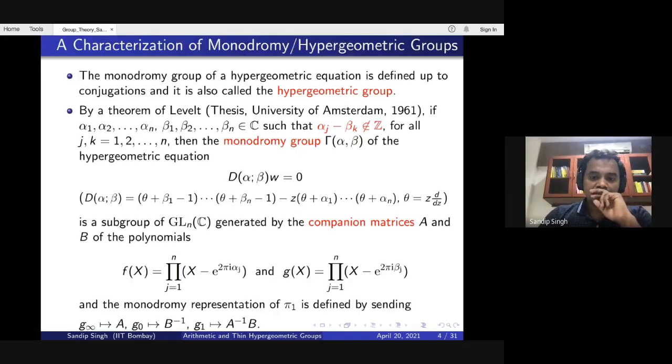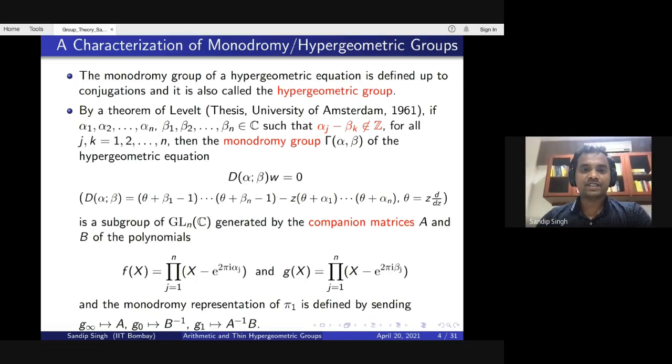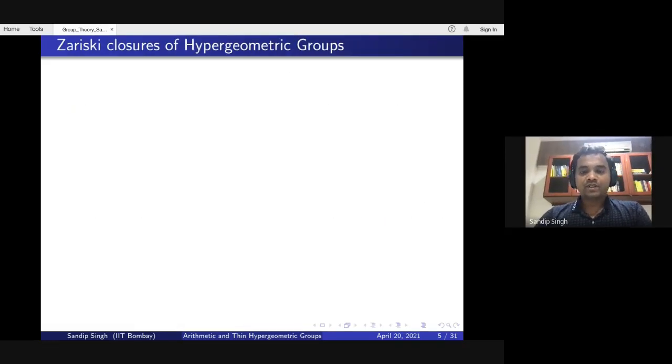Yeah, so now we have this nice characterization of the hypergeometric group, or monodromy group, of that hypergeometric differential equation. And now the next question is: we know that the hypergeometric group is a subgroup of GL_n(C), so one can naturally ask what is the Zariski closure of that hypergeometric group inside GL_n(C). That has been very nicely determined by Beukers and Heckman. So in this slide, we will discuss their results.